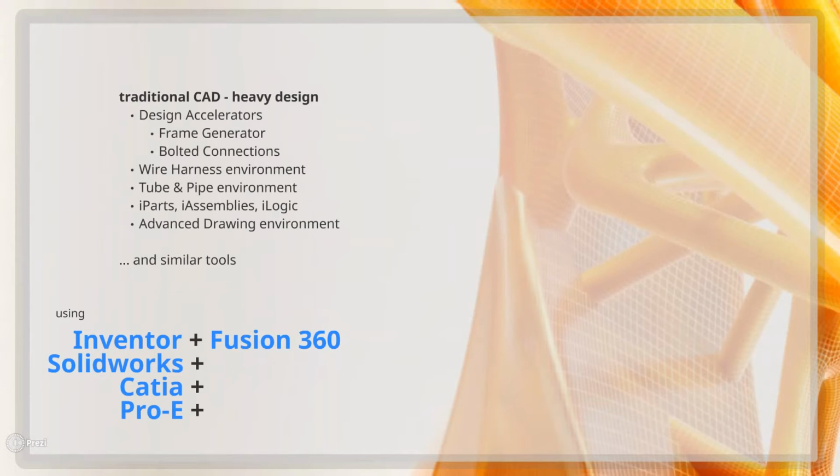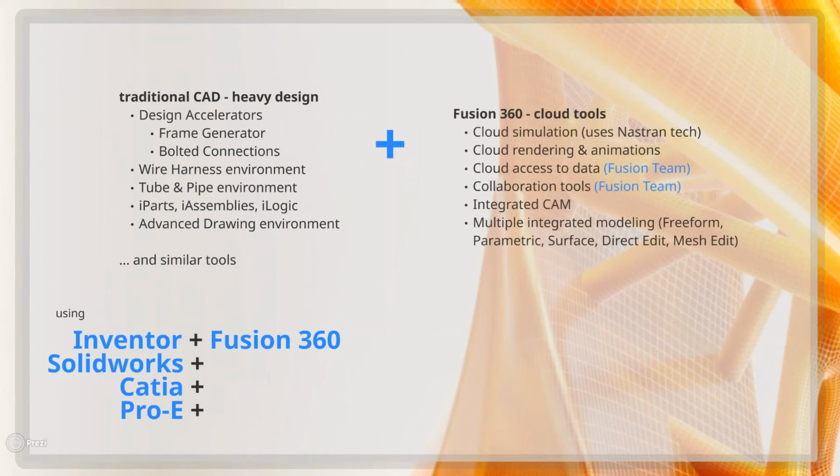All right. This is the first topic I wanted to hit, using Inventor and Fusion 360. This could just as easily be using SOLIDWORKS in Fusion or CATIA in Fusion, Pro-E in Fusion. Really, the benefits are the same with traditional CAD and Fusion together. This is where I currently see the two different types of programs. Traditional CAD is very good at heavy design.